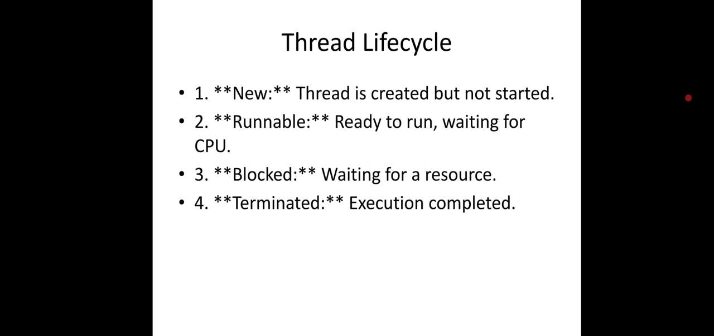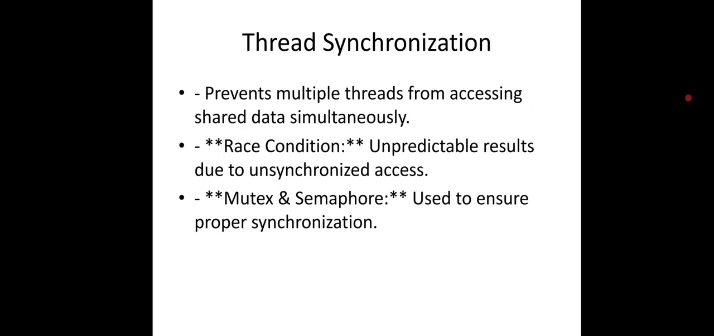Thread lifecycle. New: thread is created but not started. Runnable: ready to run, waiting for CPU. Blocked: waiting for a resource. Terminated: execution completed.